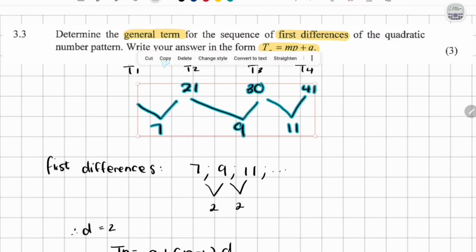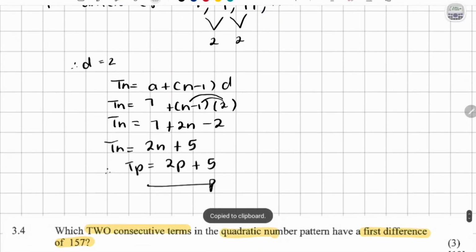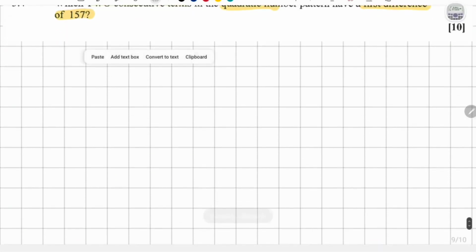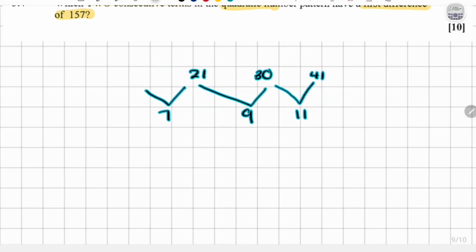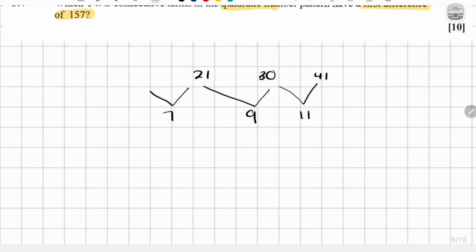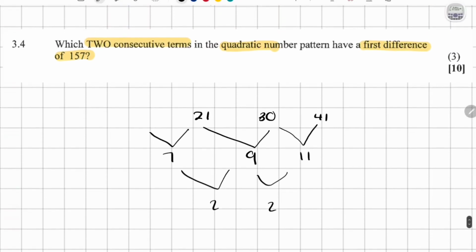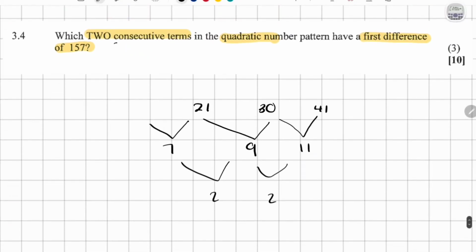Okay, so if we have this, we don't have the first term, of course, but it's not really necessary. You can find it if you want to. Now, if we have this and we know the constant difference is 2, this is really what they're saying. They're asking which two terms that come right after each other in the quadratic number pattern. Okay, so which terms in this pattern will have a first difference of this?